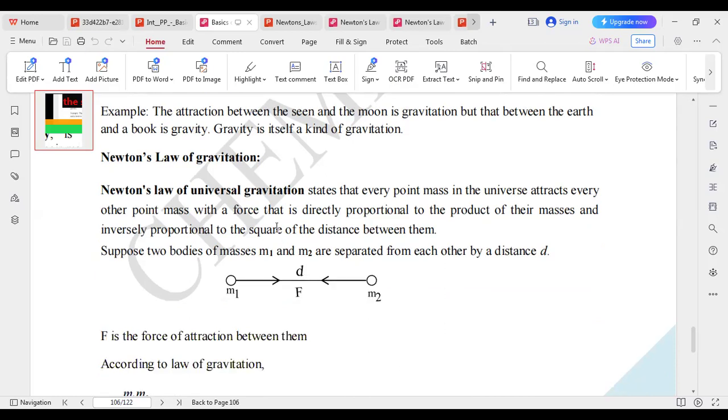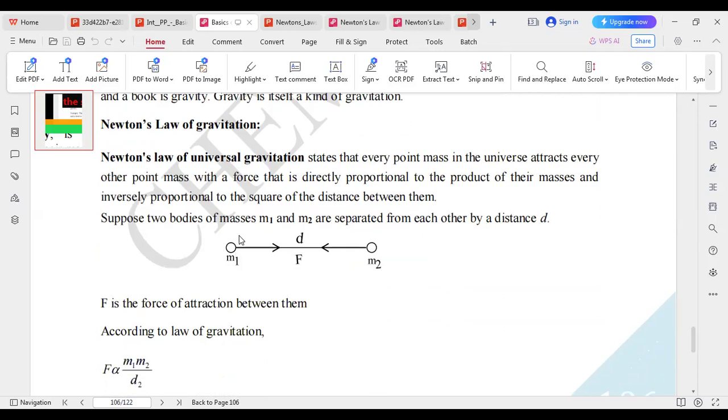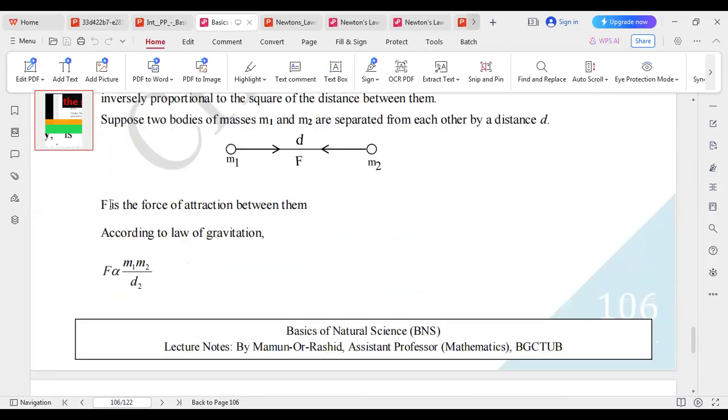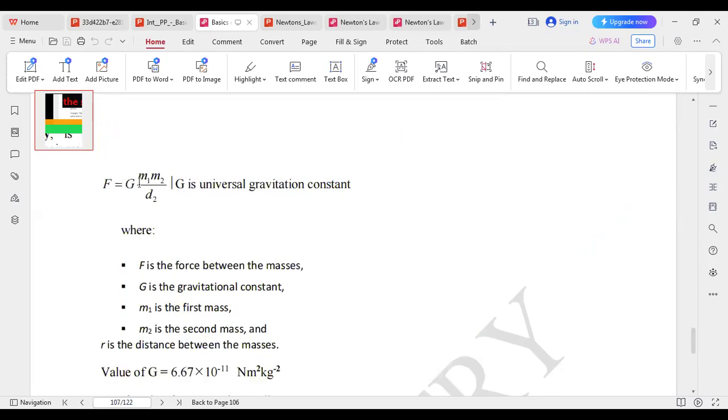Now Newton's law of gravitation. Newton's law of gravitation states that every point mass in the universe attracts every other with a force that is directly proportional to the product of their masses and inversely proportional to the square of the distance between them. Suppose two bodies of masses m1 and m2 are separated by a distance d, and F is the force of attraction between them. According to the law of gravitation, force is proportional to m1 m2 divided by d square. So F equals G m1 m2 divided by d square, where G is the universal gravitational constant.